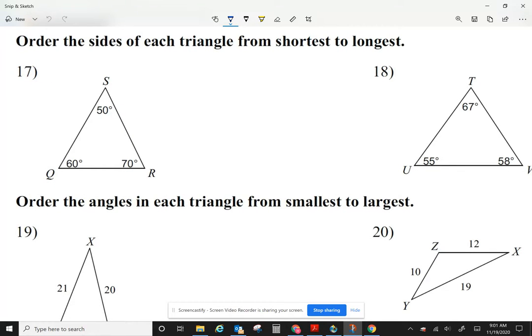I look for the smallest angle first. The smallest angle here it is 50. And I know the smallest angle is opposite from the smallest side. So for sides, we always use two letters. So I'm going to call this QR. The smallest side is QR. I don't know how big is it. I just know it is smaller.